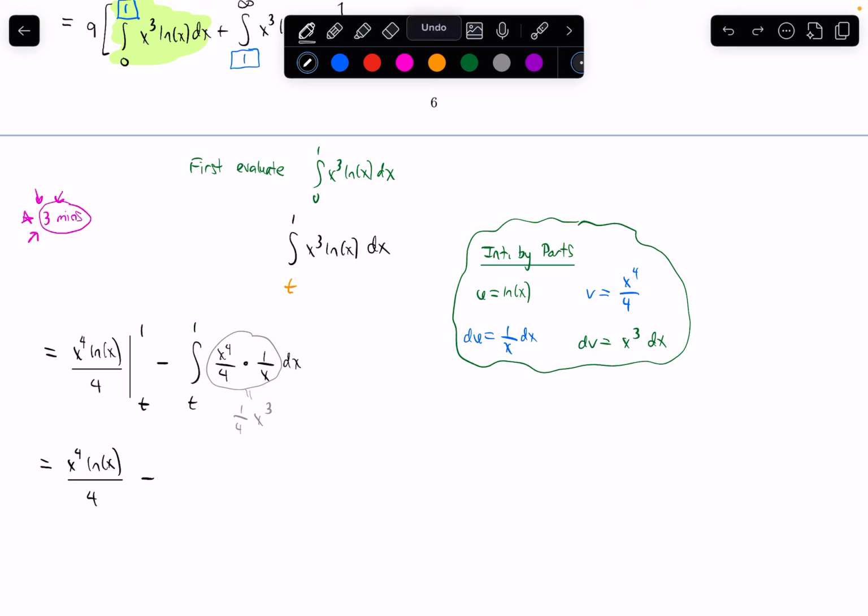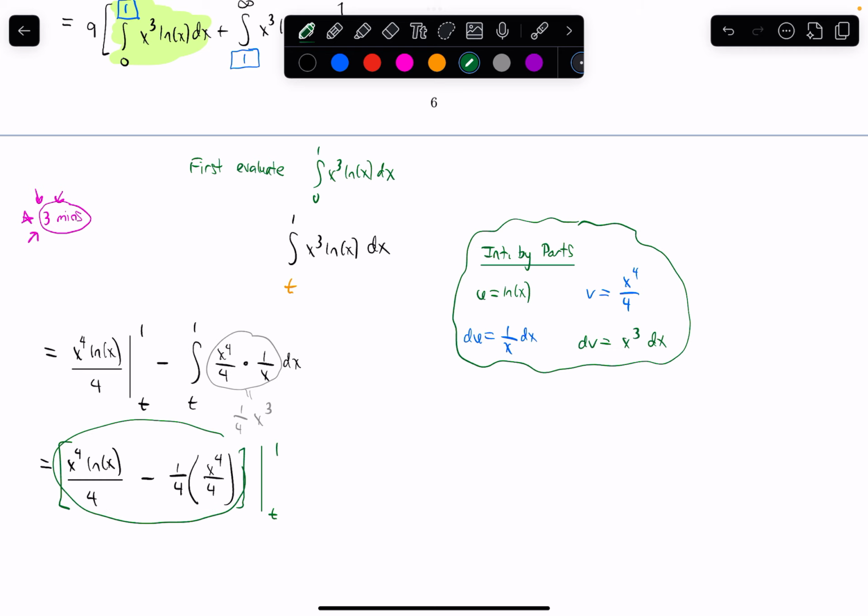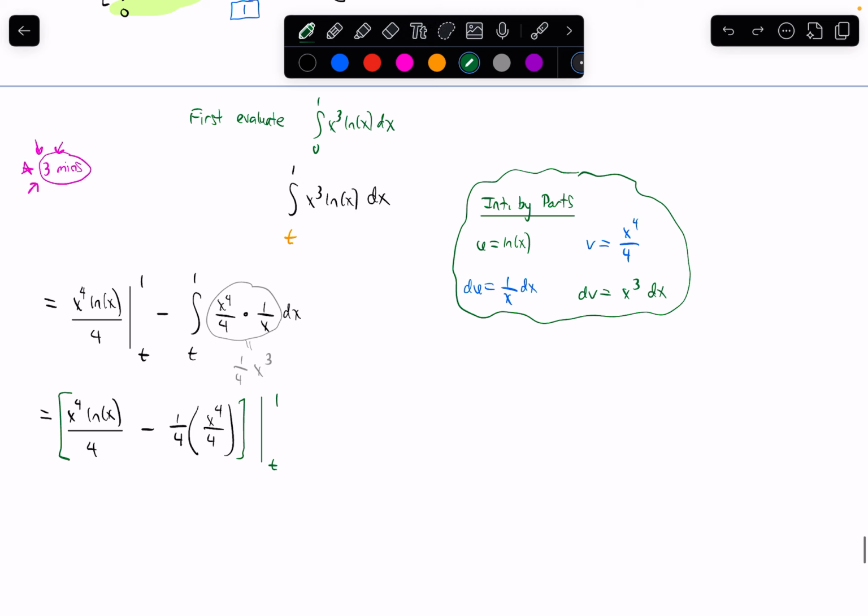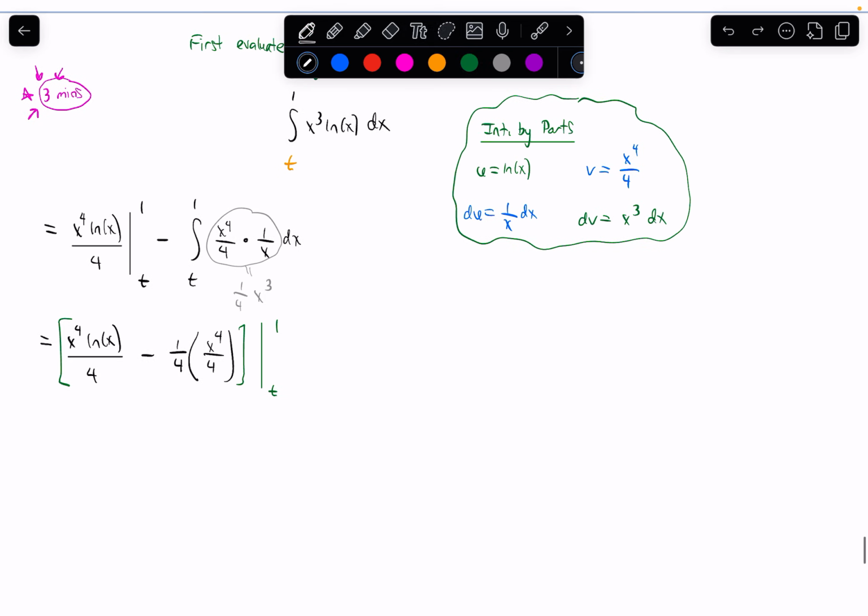So let's see, I got that minus sign, and then this 1/4 in front just stays there because it's a constant multiplying my function. And the antiderivative of x to the 3rd, well, that's just x to the 4 over 4, doing my reverse power rule. So we got this. And now I'm going to plug in the 1 and the t. So let's put a big old bracket around this whole thing, and then my vertical line with the t and the 1, because I have to plug in the 1 and the t into the whole thing. So it's helpful to put a bracket around the whole thing, just so I don't forget that.